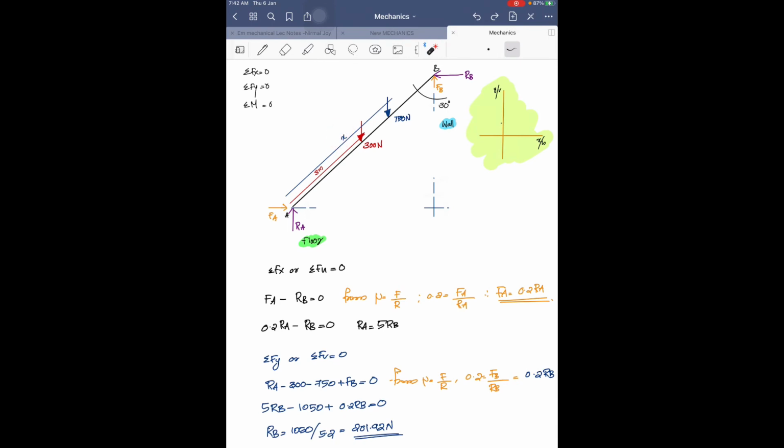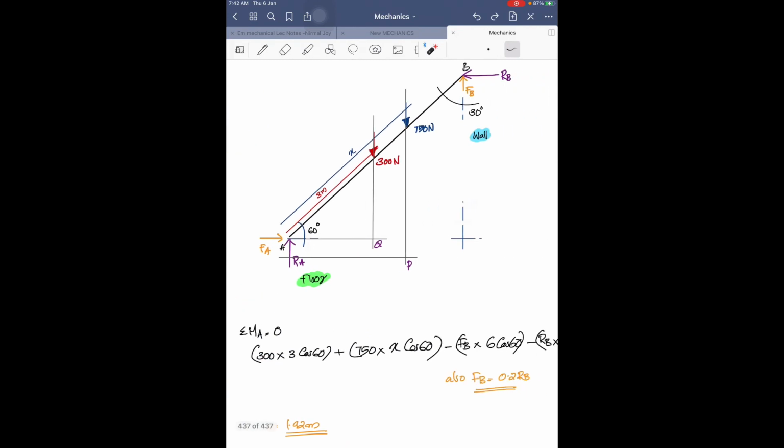So now let us take the third condition, sigma M equal to 0. We can fix any point as a moment center, A, B, below this 300 Newton, or any point, but it is always advisable to fix the moment center at one end, because you can eliminate some forces. If you fix it at A, there won't be any moment for RA and FA, since the lines of action of these forces move through the moment center.